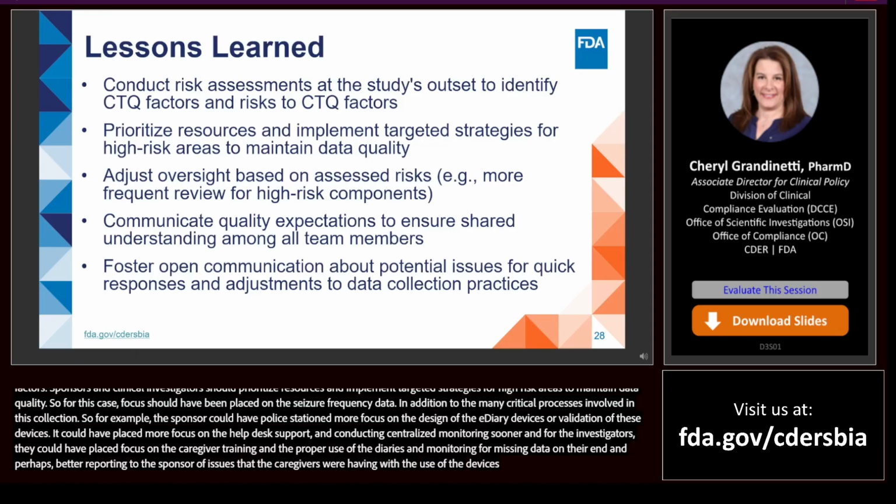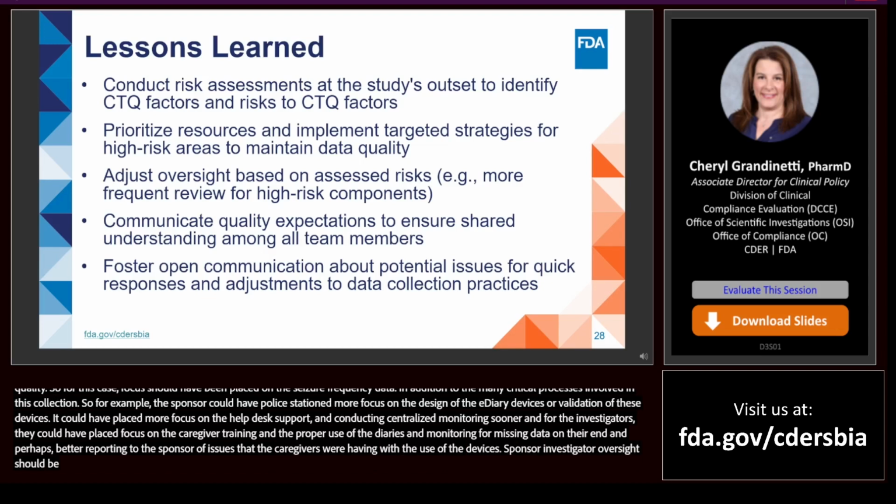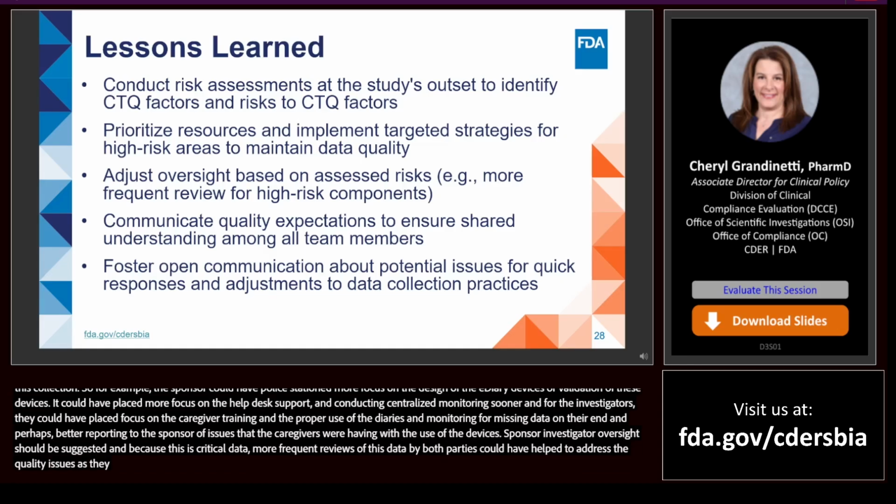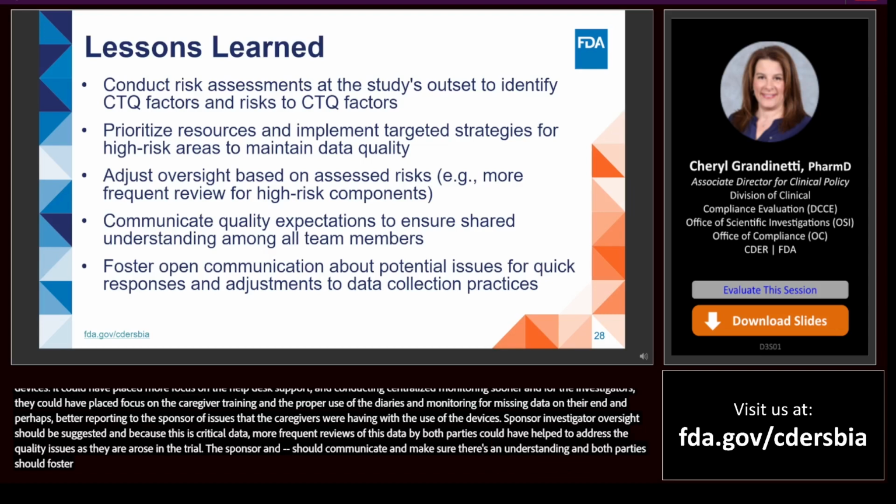Sponsor and investigator oversight should be adjusted based on the assessed risk. And because this was critical data, for example, more frequent reviews of this data by both parties could have helped address some of the data quality issues as they arose in the trial. The sponsor and clinical investigators should communicate quality expectations to ensure there's a shared understanding among all team members. And then both parties should foster open communication about potential issues for quick responses and adjustments to data collection practices.